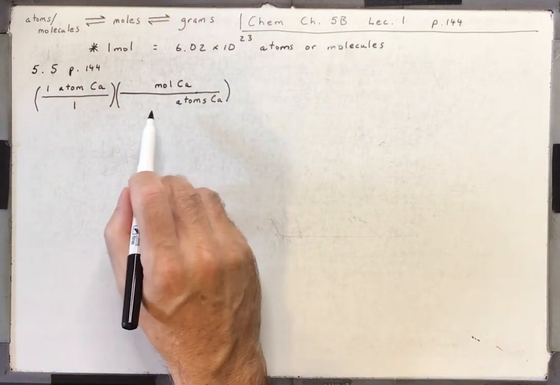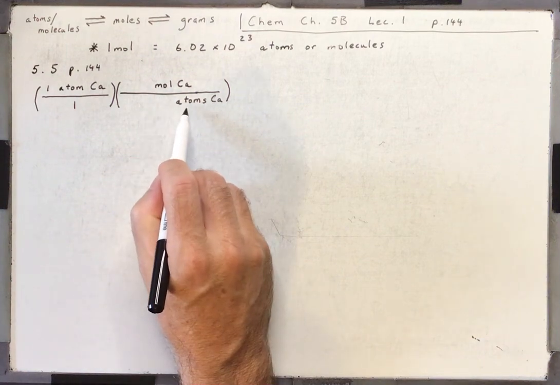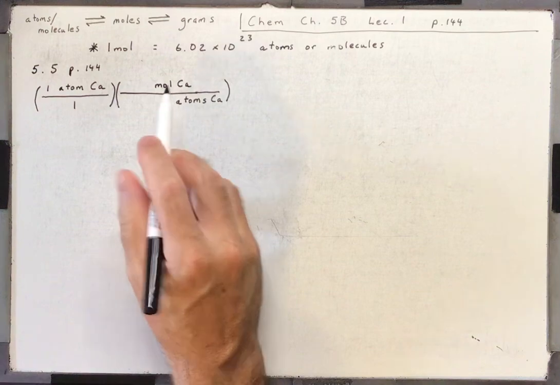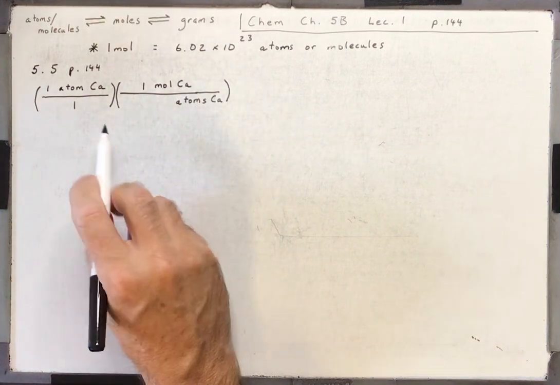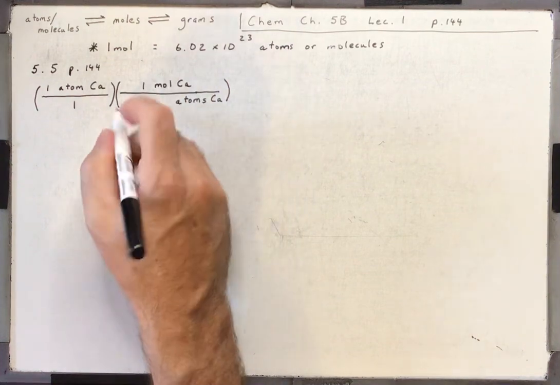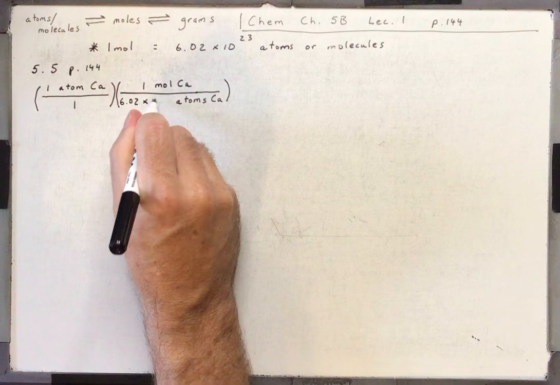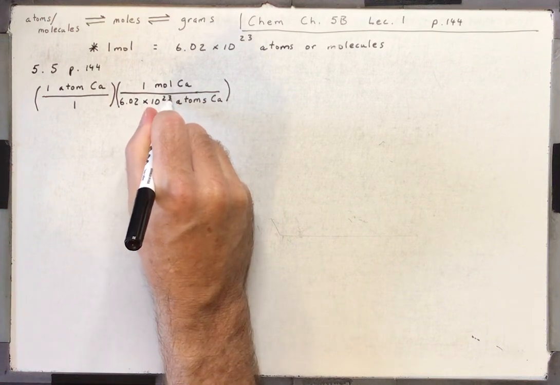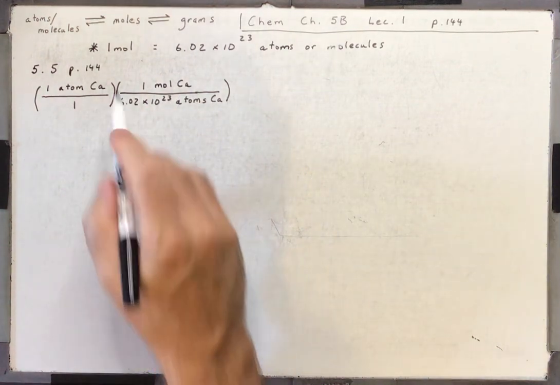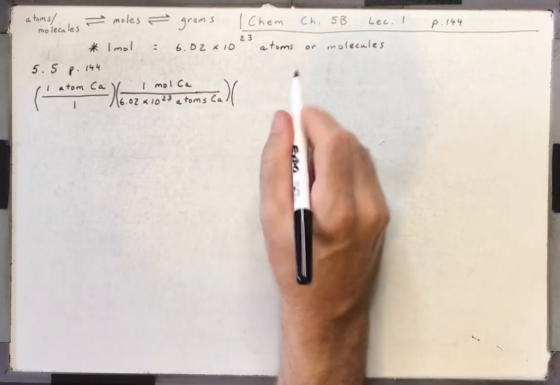One thing to learn is that if you have moles and then some unit other than moles, in this case atoms, the 1 always goes by the moles. How many atoms are in a mole? Well, it's right here. It's 6.02 times 10 to the 23rd. Okay, we've made it from atoms to moles. Now we want to go to grams.